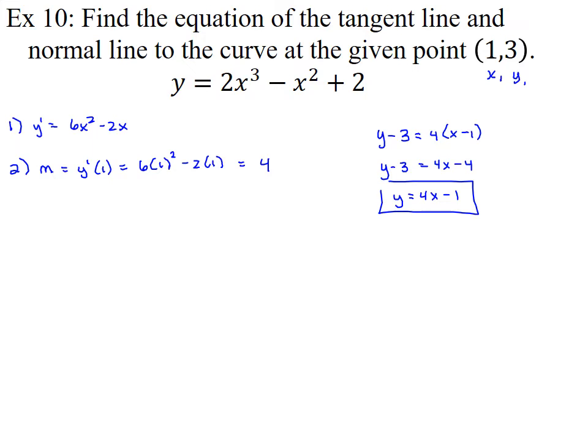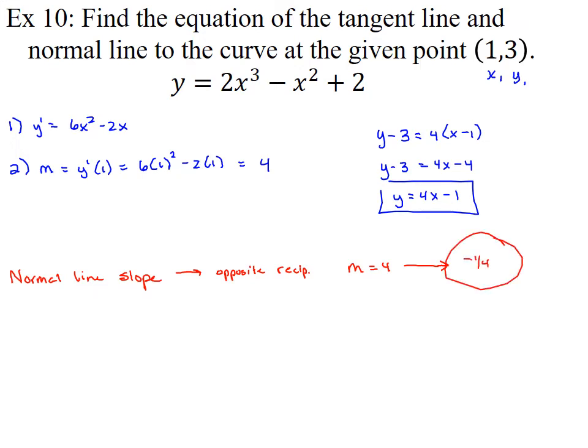But now we get to the normal line. So if you want to find a normal line slope, that's the only thing we need different. We already have the point. A normal line slope is going to be the opposite reciprocal. So that means that since our slope of the tangent line was 4, to do the reciprocal, you flip it over. And when I say opposite, I mean change the sign. So instead of being 4, it would be negative 1/4.